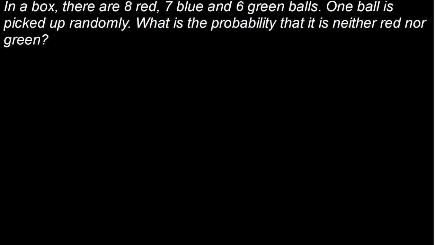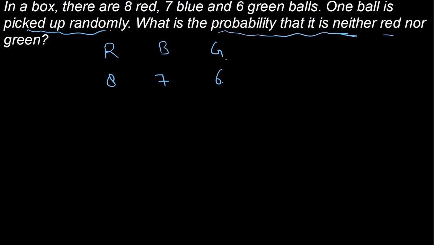In a box there are 8 red, 7 blue and 6 green balls. Okay. So red, blue and green balls are there: 8 red, 7 blue, 6 green. One ball is picked up randomly. What is the probability that it is neither red nor green? It should not be red and it should not be green, so then which ball should it be? Obviously it should be blue.